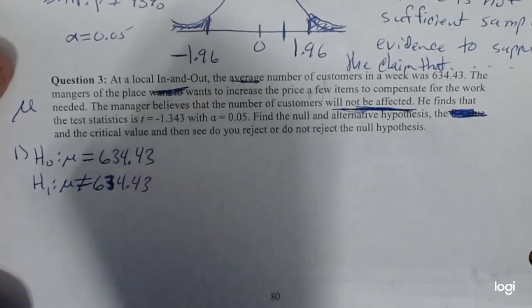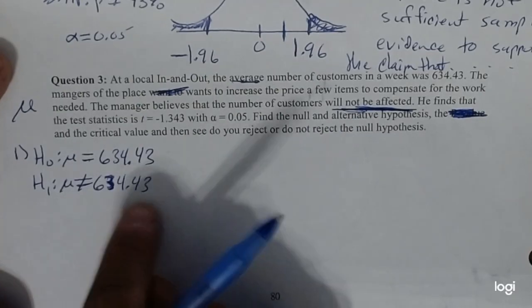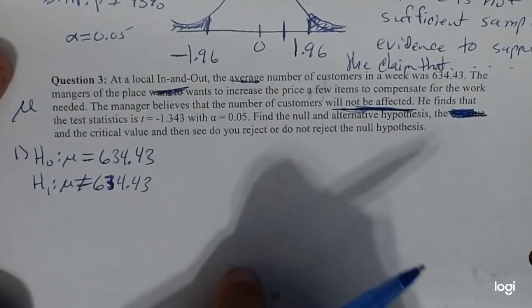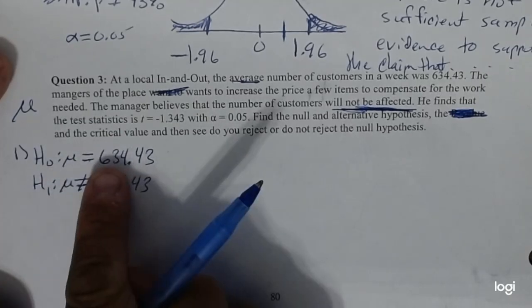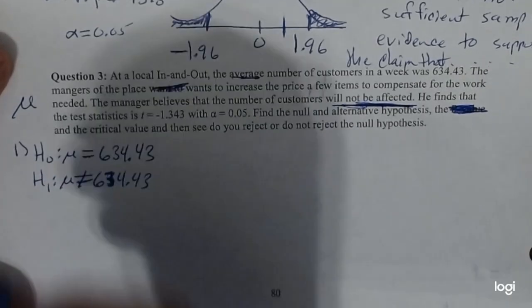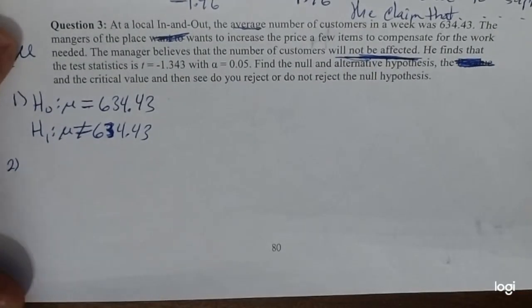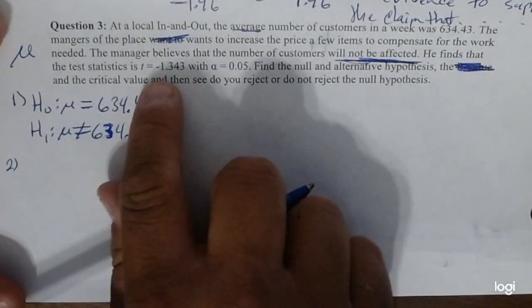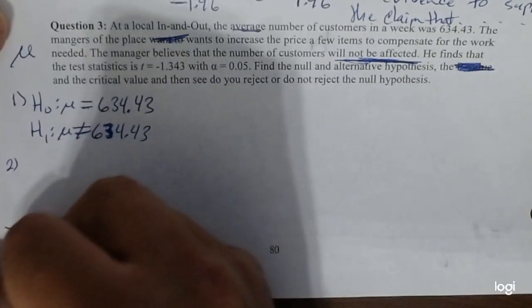Now again, if you're wondering why it's not equal to, by definition, the alternative hypothesis cannot have equality. It's going to be one of those three situations. It cannot have equal to. That's the null hypothesis. So now we go on to step 2, which is to find our critical value. Since we're dealing with t-values, because we have mu, this time we have a two-tailed test.